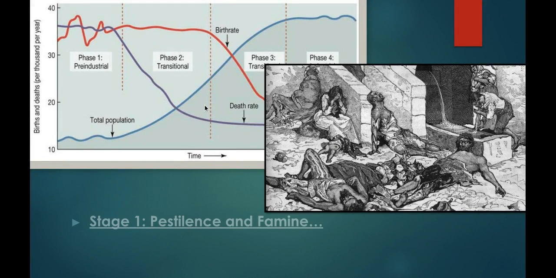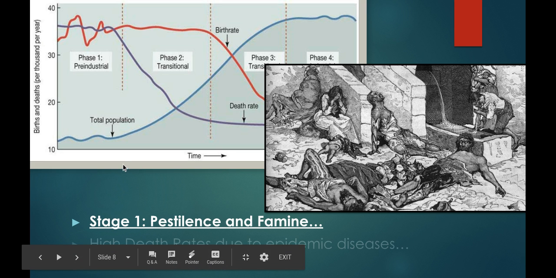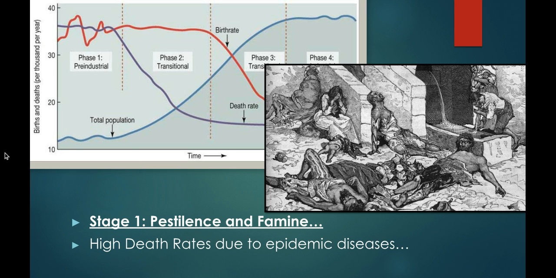So the first stage in the epidemiological transition model is the same as stage 1 of the demographic transition model. They match up pretty well, and this is the stage of pestilence and famine. These are high death rates, and an epidemiologist would say these high death rates can be explained by people's lack of food and by unstoppable diseases.